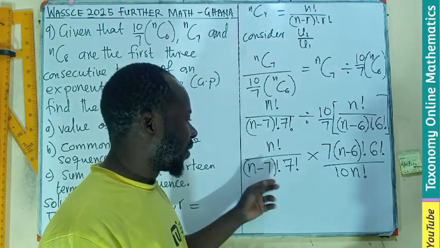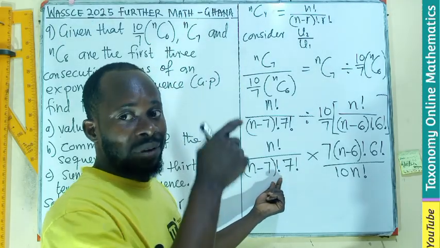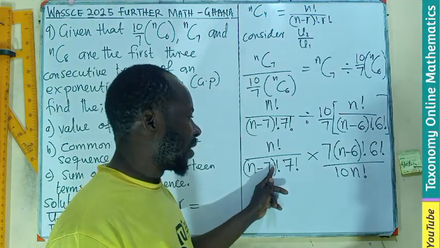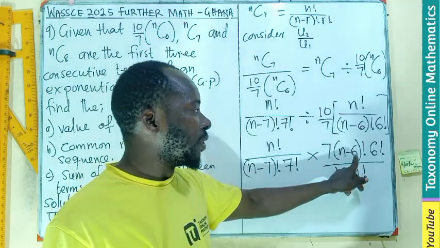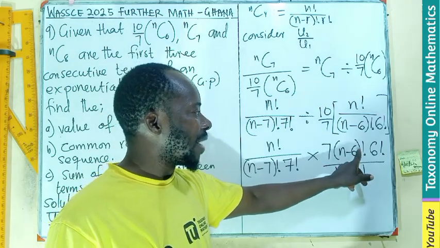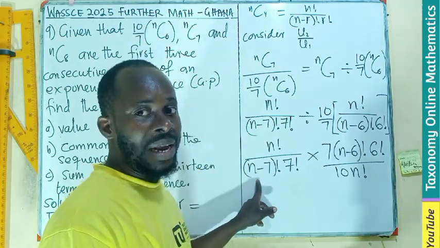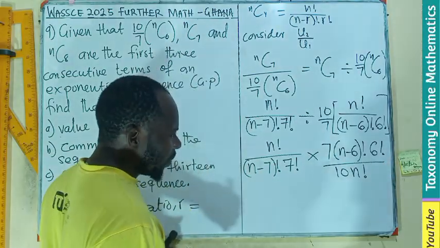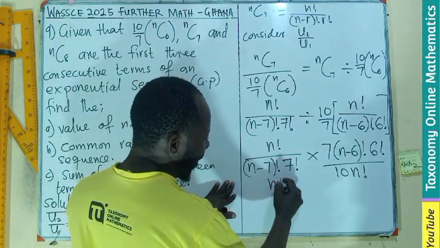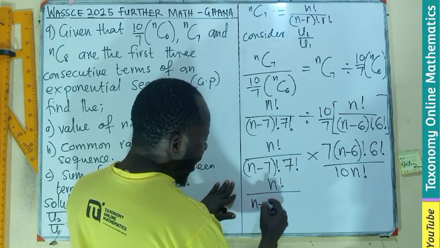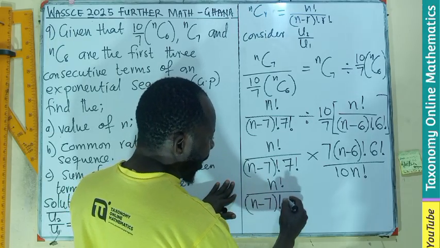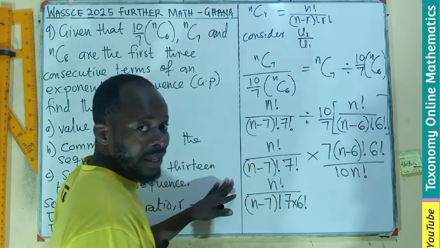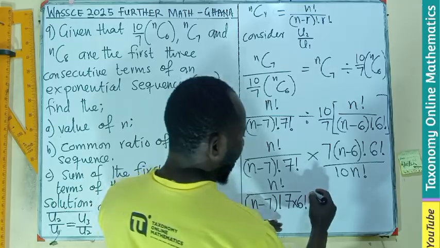If I work on this, factorial means that number minus the next integer. So if I subtract 1 from this, I'll have minus 8, which is not going to work, as well as minus 6. But if I subtract 1 from here, I will get minus 7. So I will maintain the left and expand the right. That means I'll still have my n factorial, n minus 7 factorial, 7 times 6 factorial, right? So that the 6 factorial will work out there.